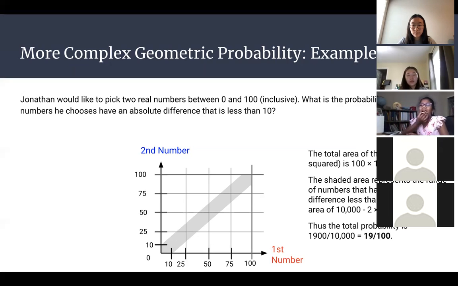So this might be a little bit confusing at first, but as we go through more problems, this should make more and more sense. Like for this problem, you can't really just count the units, right?